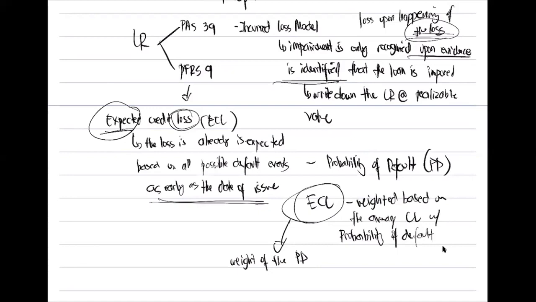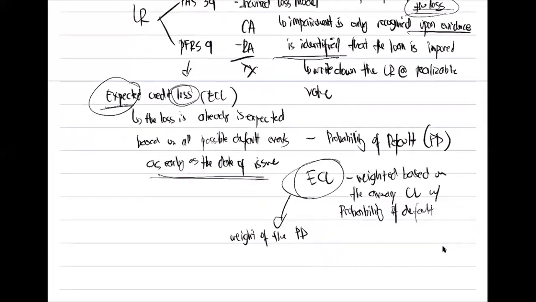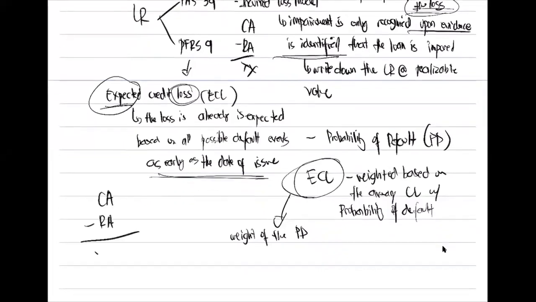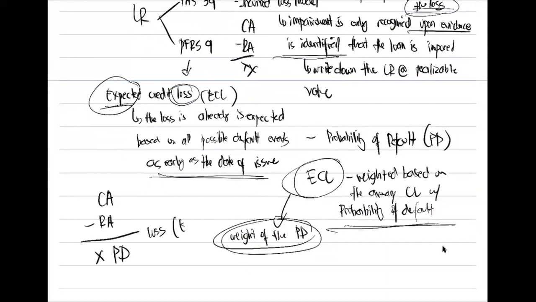Okay. Now, in your ECL again, we use a probability of default as a weight. So unlike in your PAS 39, again, as I said before, it is only based on your carrying amount less recoverable amount. In your expected credit loss model, we have your carrying amount less recoverable amount multiplied by probability of default. Why? Because again, in your ECL, we weight the credit loss based on probability of default. So we need to weight the amount of loss computed that is already expected based on the future cash flows of the entity over the loan multiplied by the weight of the probability of default.